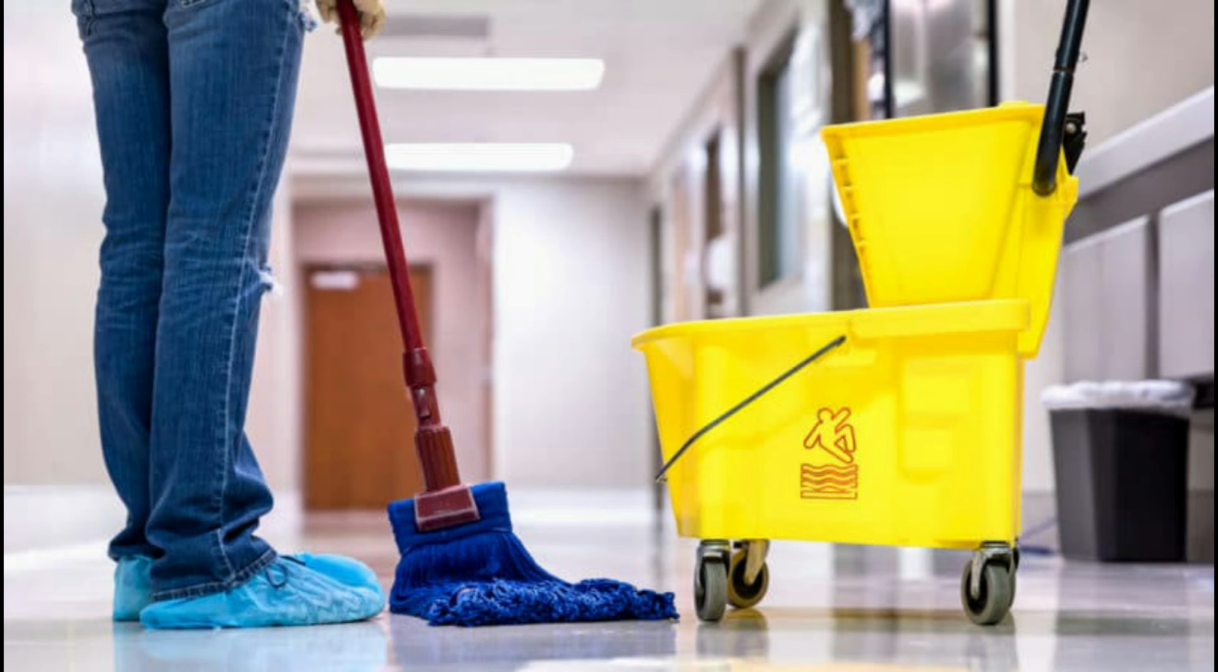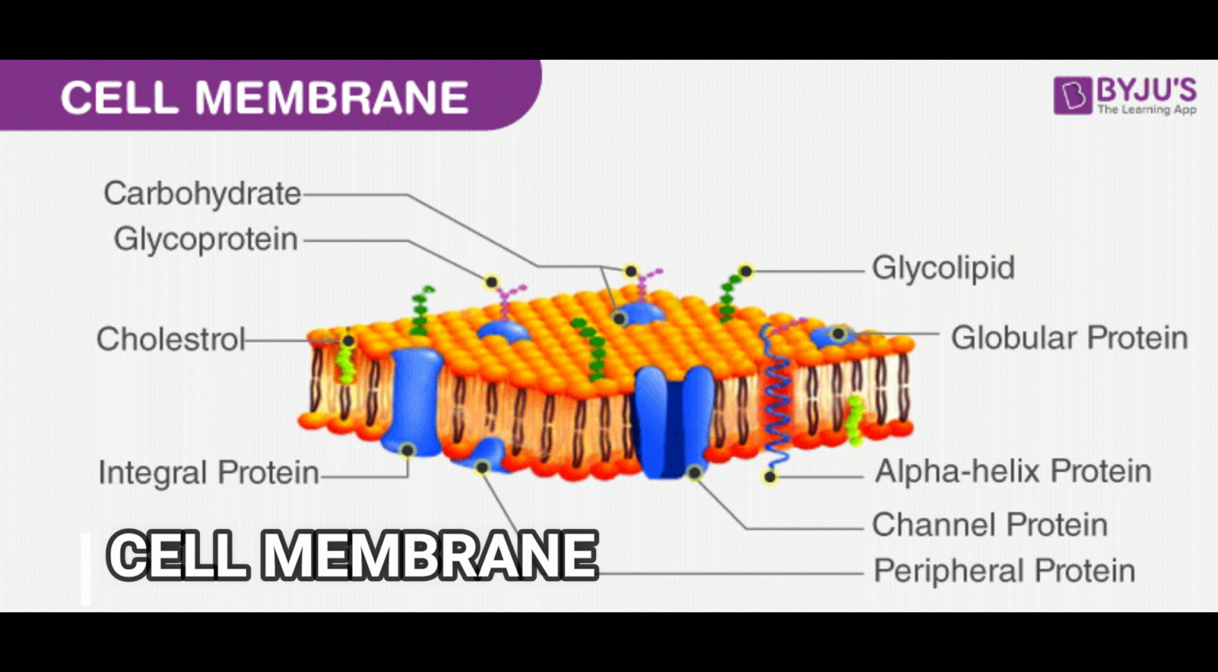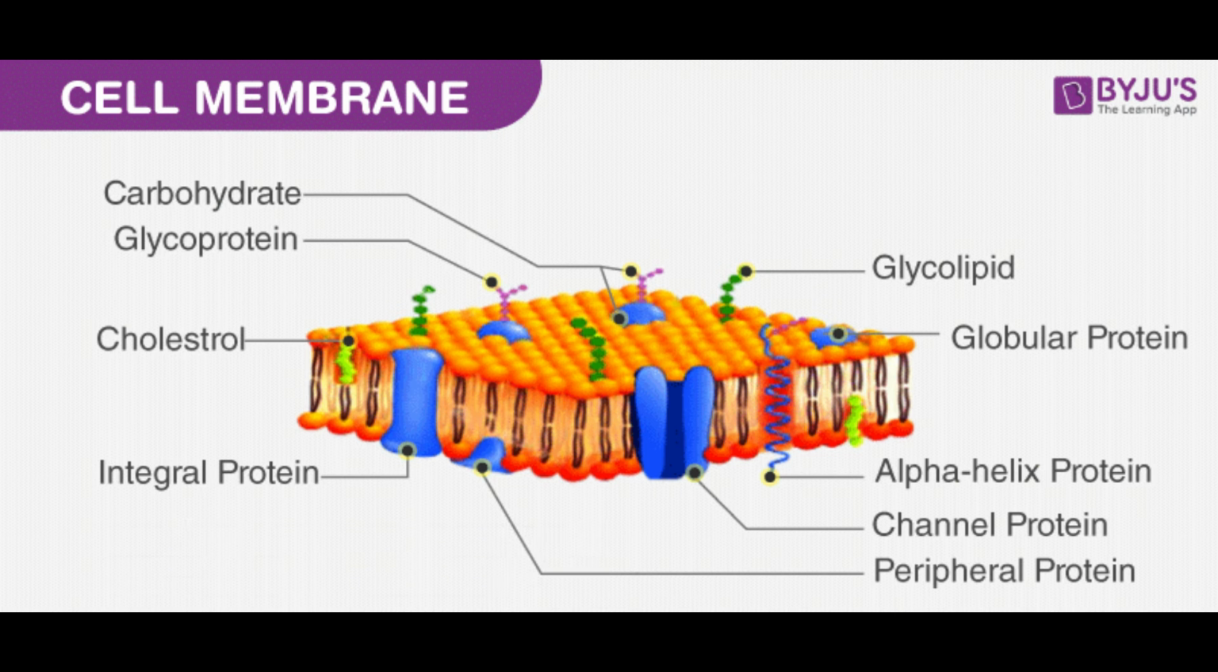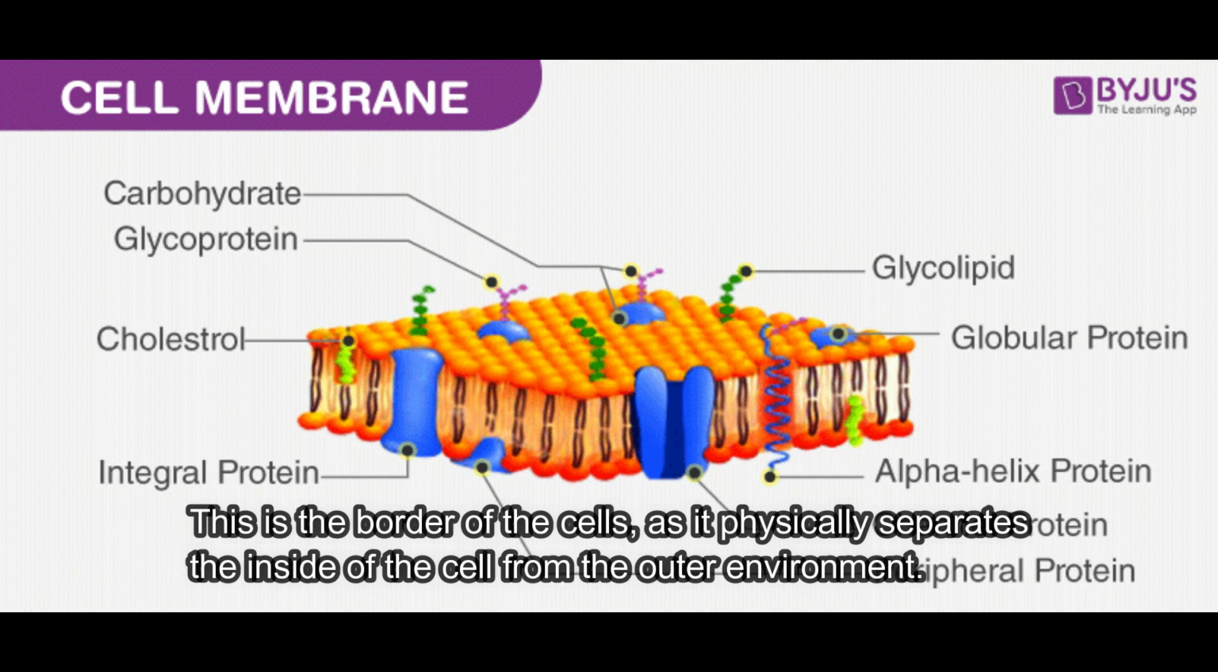That is the example. The cell membrane is the border of the cell which protects the organelles in the cell and regulates what goes inside and outside of the cell. This is the border of the cell as it physically separates the inside of the cell from the outer environment.